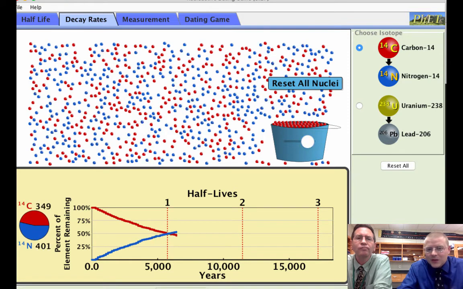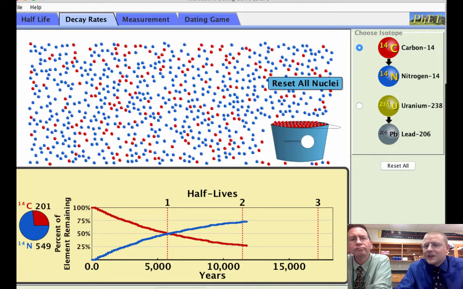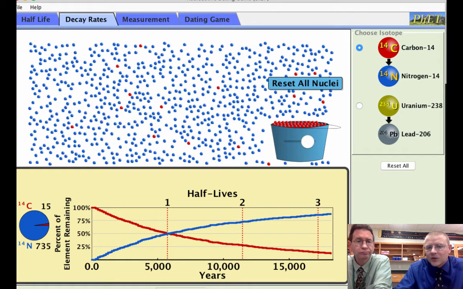So if I add atoms again to my setup and let it run, when we get to around that 6,000 year mark, you can see that half of the carbon has now turned into nitrogen. If we wait up until around that 12,000 year mark, we've hit half of the half. If we started at 100% carbon, we went to 50%, then down to 25%, then 12.5%, and we keep losing half of what we had each half-life. And eventually, like you said, all carbon-14 will turn into nitrogen-14.